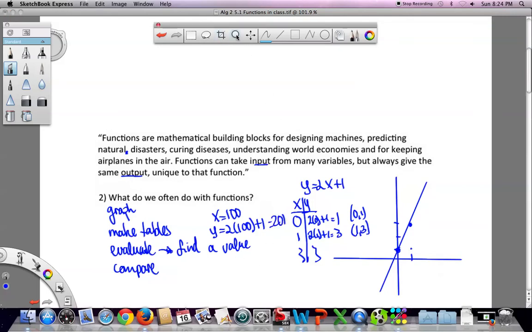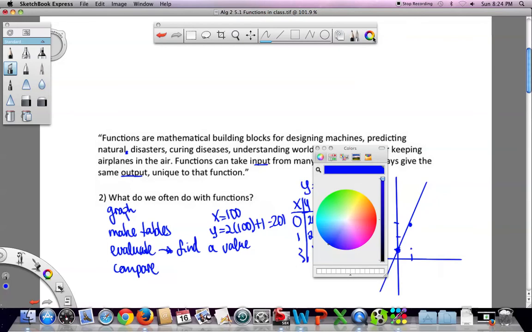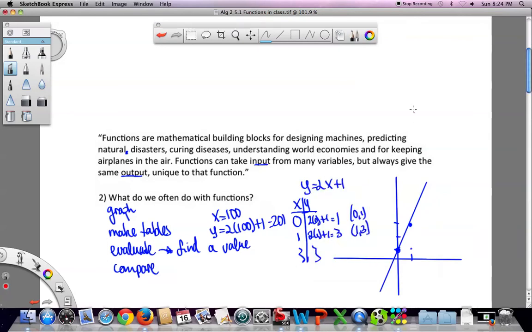And sometimes you're asked to compare. So for example, if we had another function, y equals negative 2x plus 1, we might compare this function with that one. So for those of you that know this stuff pretty well, the red function would look a little bit like this, right? So there's something that they share, and then there's something that's different about it, okay? All right, so those are some of the things that we do in math, okay?